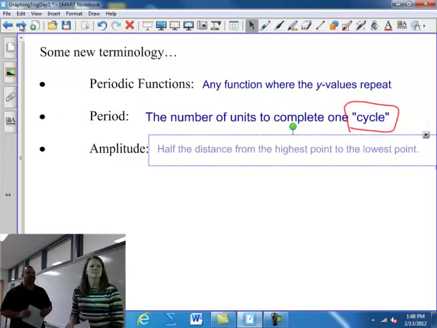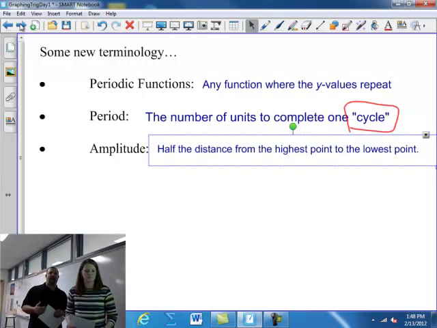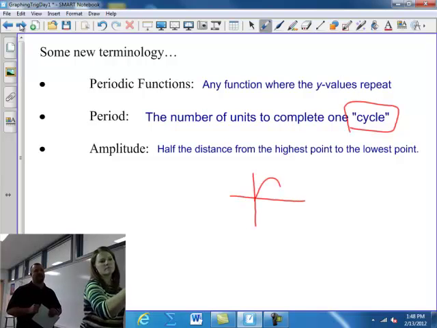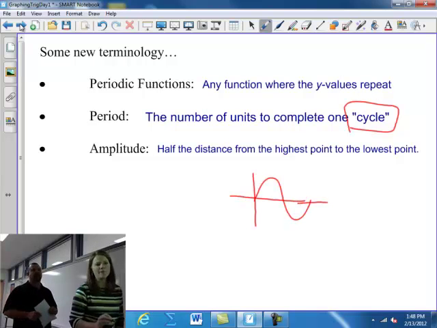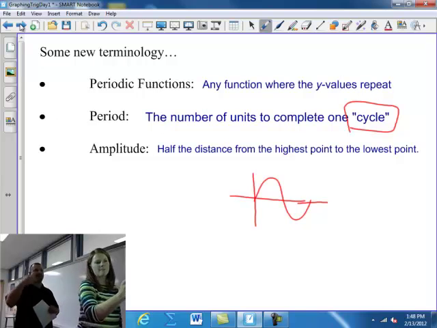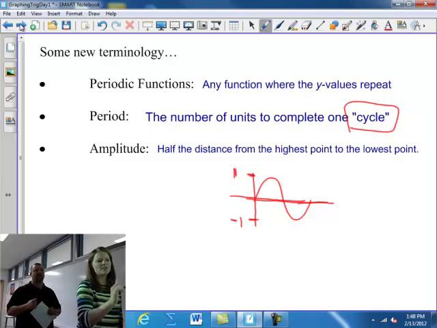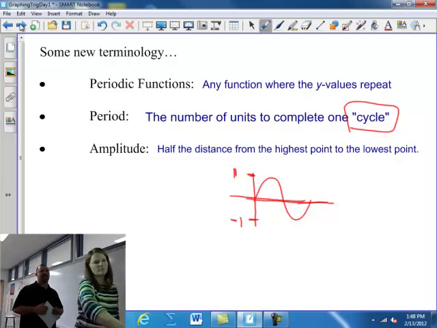Amplitude is how high something is, but it's going to be half the distance from the highest to the lowest point. So if you have your sine function right here, amplitude is going to, well, it goes up to 1 and it goes down to negative 1 in terms of its highest point and its lowest point. So how far apart are those two numbers? That's 2 units, and half of that distance is 1 unit.